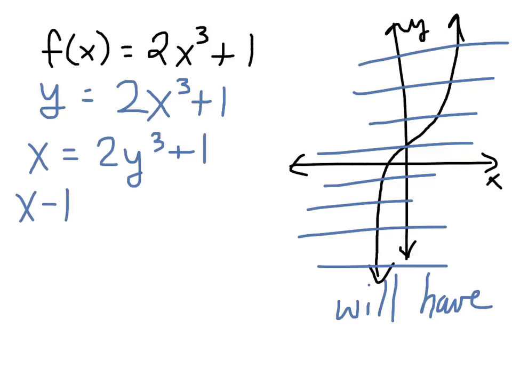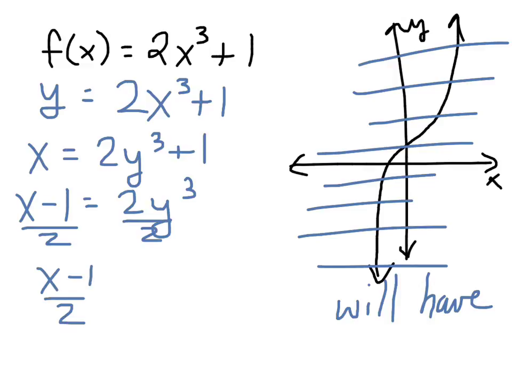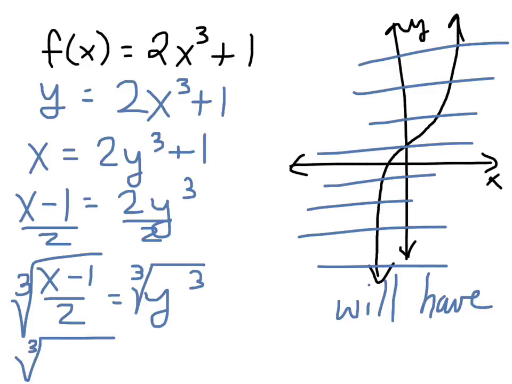Subtract 1. Divide by 2. And then cube root it. So I have the cube root of (x minus 1) divided by 2 equals f to the negative 1 of x.